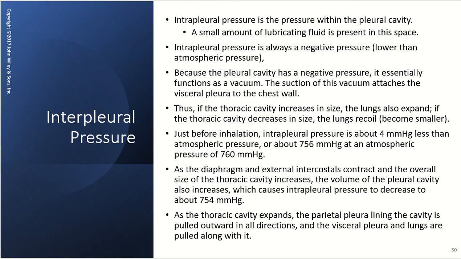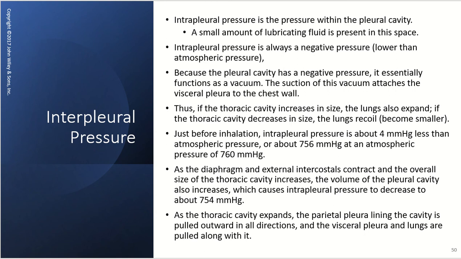That brings us into interpleural pressure. This is going to be the pressure that is within the pleural cavity, and a small amount of lubricating fluid is also going to be present in this space. Interpleural pressure is always going to be negative pressure, and therefore is going to be lower than atmospheric pressure. Because the pleural cavity has a negative pressure, it's basically always going to function as a vacuum. And the suction of that vacuum is going to attach the visceral pleura to the chest wall.